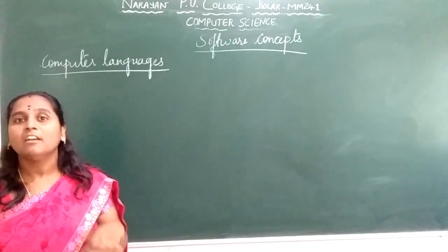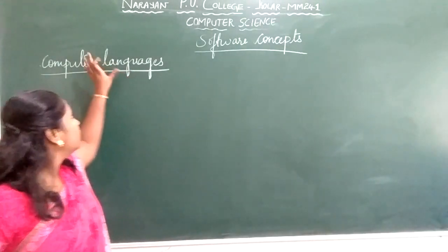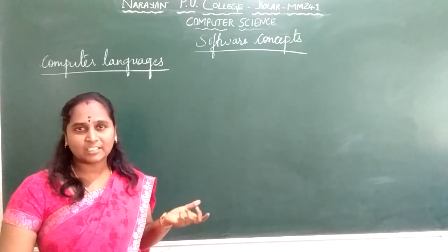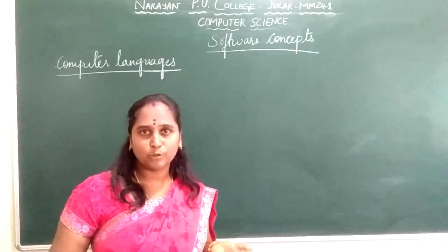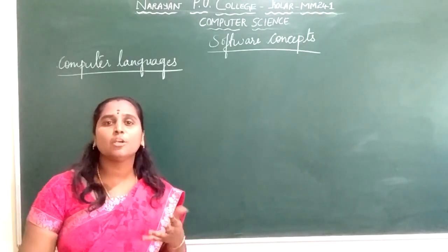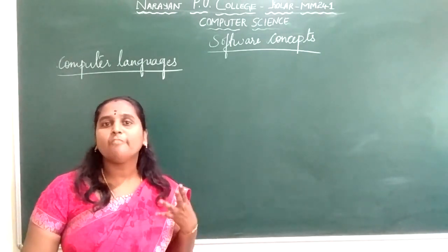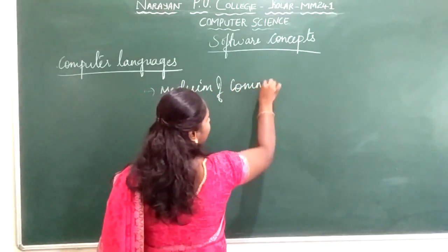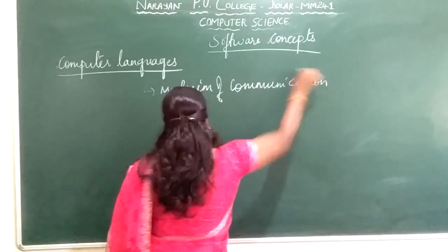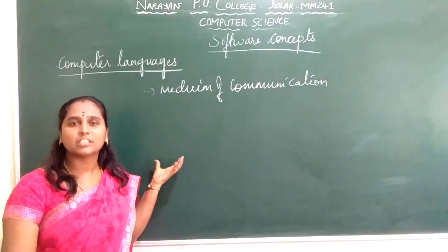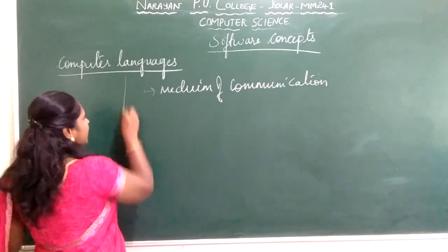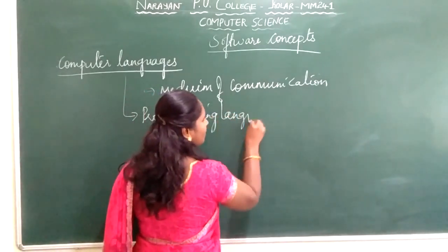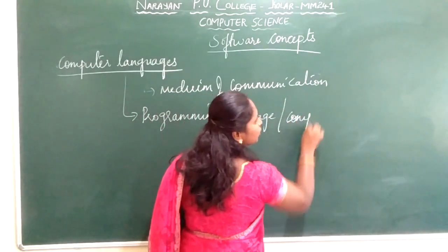Before going to the language translator, which is the second broad class of system software, first we will see what a computer language is. What is a language? Language is a medium of communication. So when you want to communicate with a computer or a system, you need a language. Such a language we call a programming language, or it is also called a computer language.